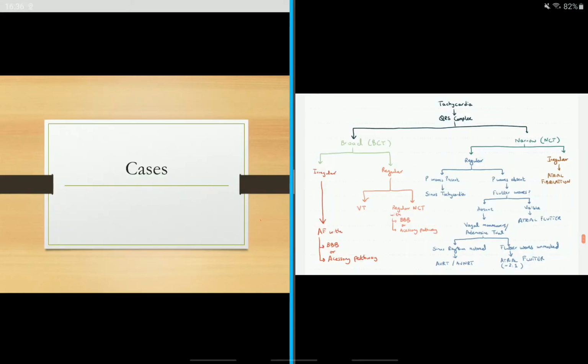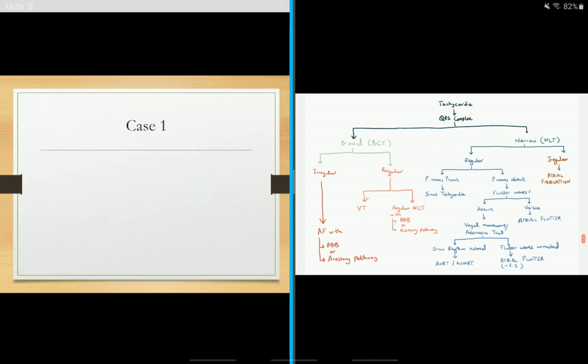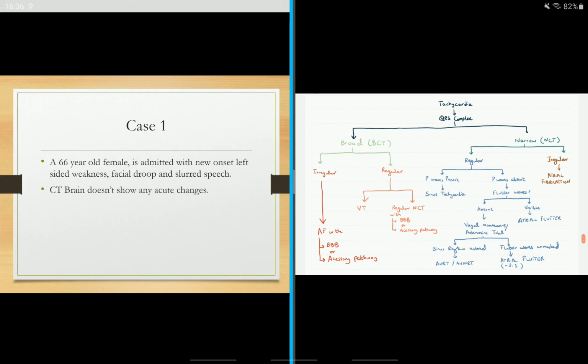Hi, welcome back. Having gone through some of the basic concepts relating to tachyarrhythmias, let's go through some cases. So we have a 66-year-old female who's admitted with a new sudden onset left-sided weakness, facial droop, and slurred speech. So this is suggestive of a stroke. CT scan does not show any bleed, so this is most likely an ischemic stroke.